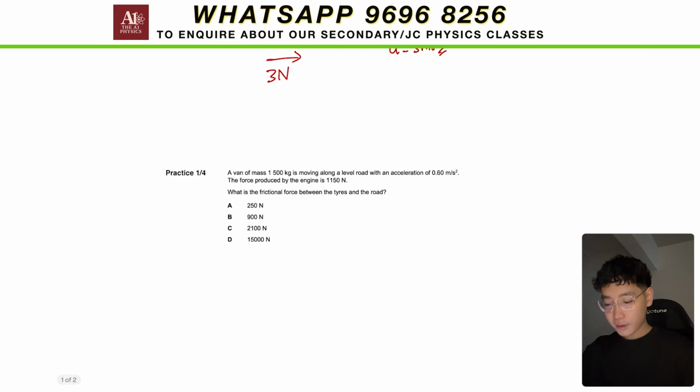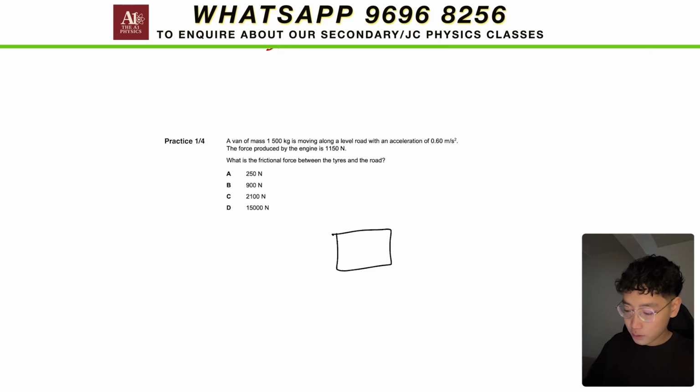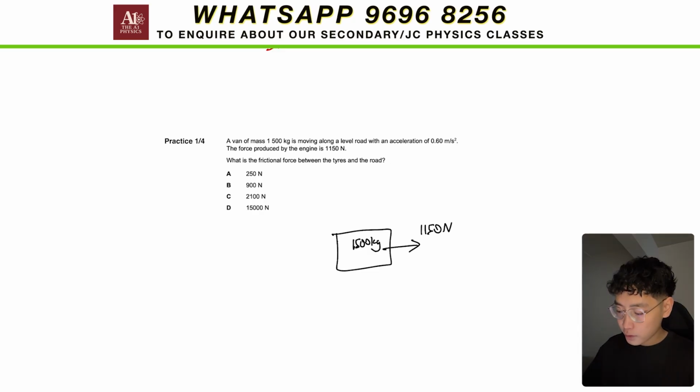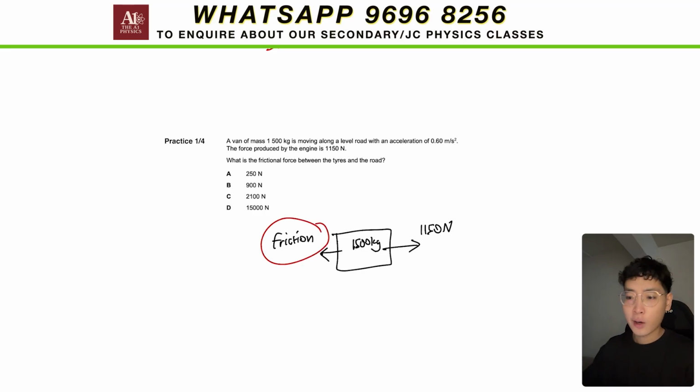Now, if you look at the first question, as usual, feel free to pause the video and try the question yourself first. But the idea with these questions is that you always want to draw the forces as well as the resultant force. That's the trick to solve these kinds of questions. So we have a van of mass 1500 kg. This is my van, and there's a force produced by the engine. Assuming that the van is traveling to the right, there is 1150 newtons force pushing the van towards the right. Now there is also a frictional force in the opposite direction, because remember that the frictional force is in the opposite direction to the movement. So if the van is moving to the right, the friction must be to the left. Our goal here is to find the value of this frictional force.